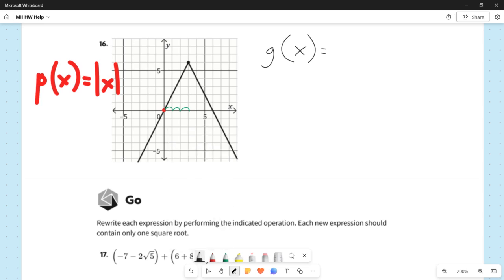So instead of saying absolute value of x, we're going to say absolute value of x minus 3. We are replacing the x with an x minus 3. All right, so that means we have a horizontal shift of 3 units to the right.